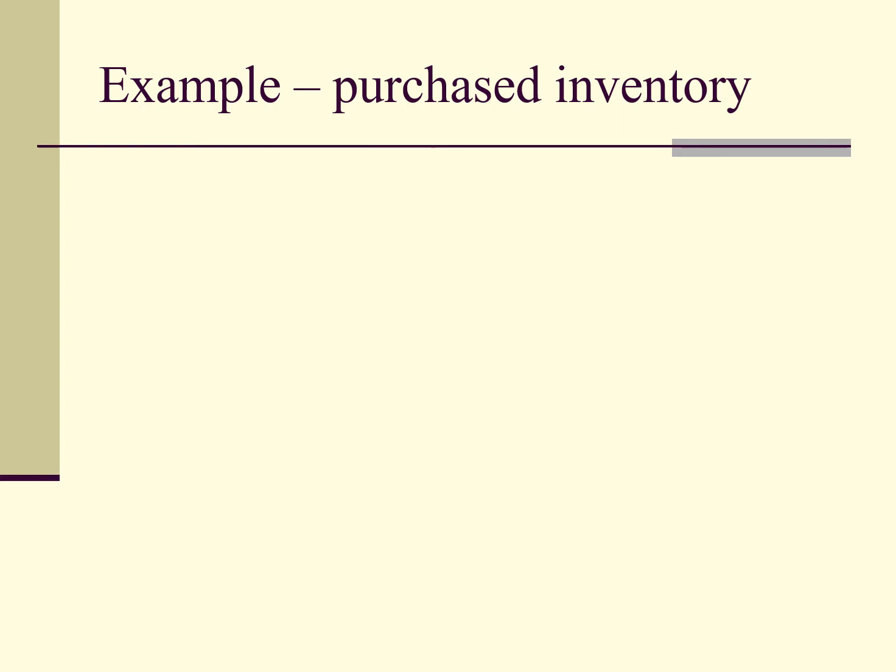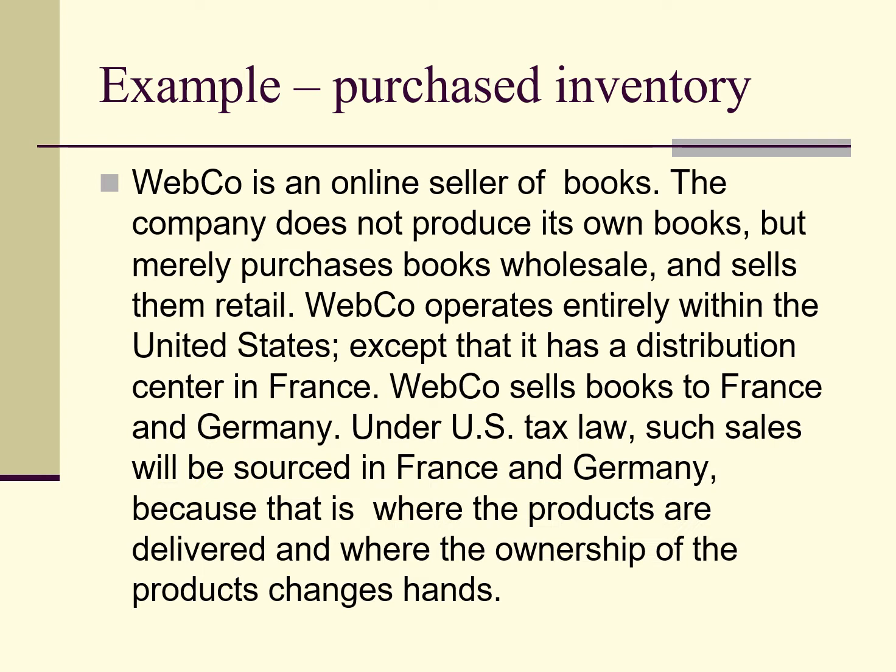Here's an example of the sourcing of sales of purchased inventory. Webco is an online seller of books. The company does not produce its own books, but merely purchases books wholesale and then sells them retail. Webco operates entirely within the United States, except that it has a distribution center in France. Webco sells books to France and Germany. Under U.S. tax law, such sales will be sourced in France and Germany because that is where the products are delivered and where the ownership of the products changes hands.